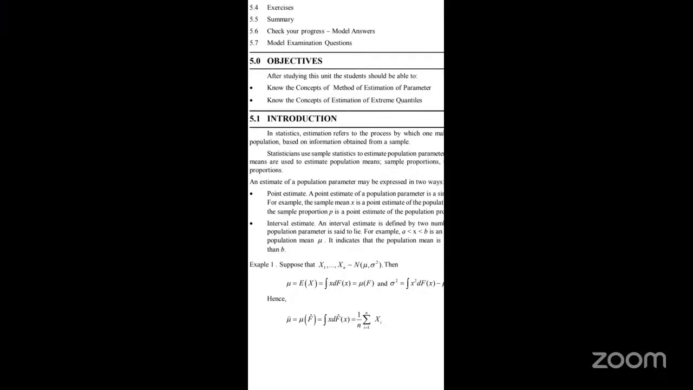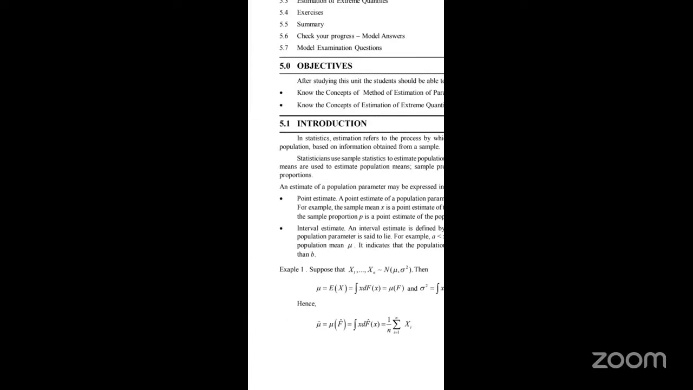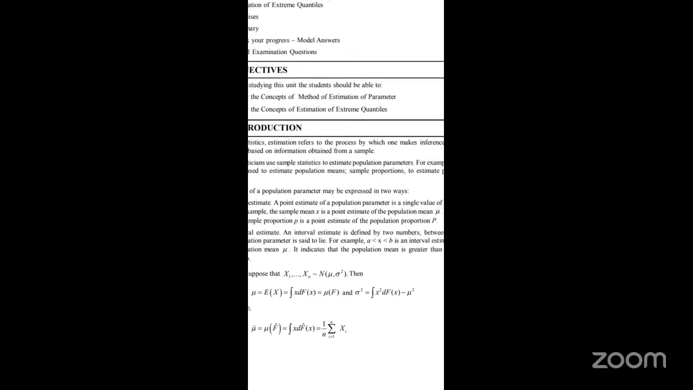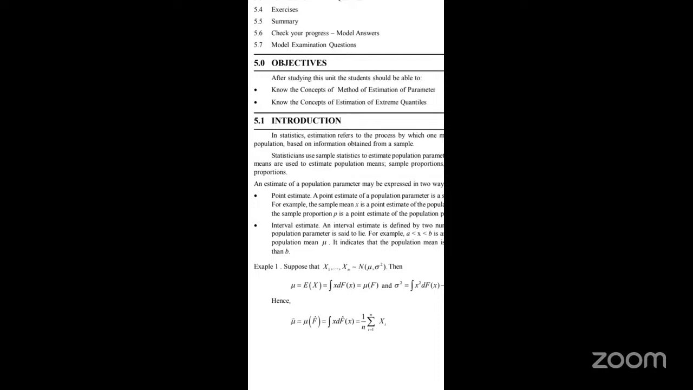Statisticians use sample statistics to estimate population parameters. For example, sample means are used to estimate population means, and sample proportions to estimate population proportions. So why the estimation? Estimation means what?